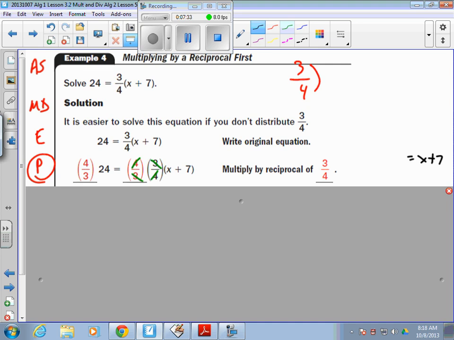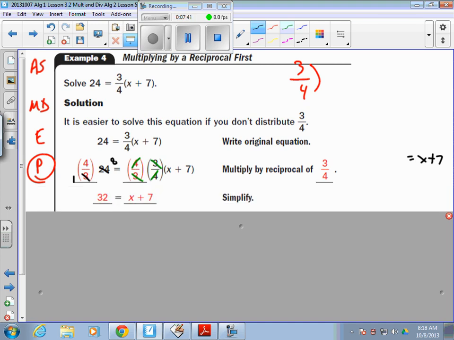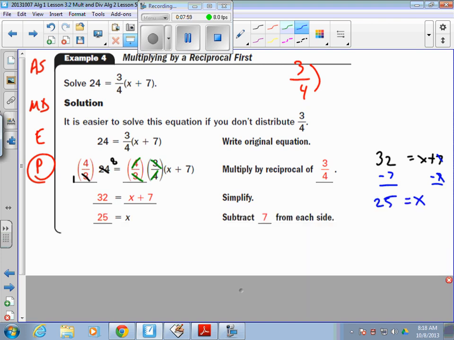equals 4 times 3. The number 3 goes into itself once and into 24 8 times. So 4 times 8 is 32. So you have 32 equals x plus 7. Then get rid of plus 7 by subtracting it on the right. And if you subtract from the right, you have to subtract from the left. This will cancel on the right. X will be left. And 32 minus 7 is 25.